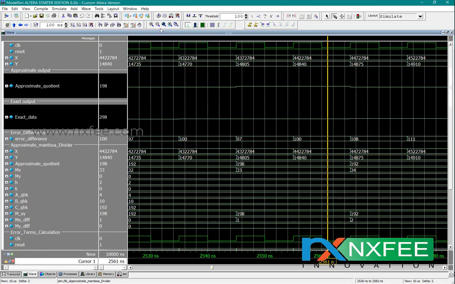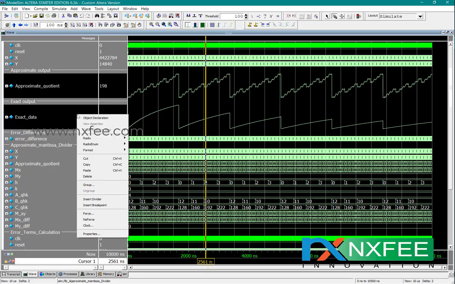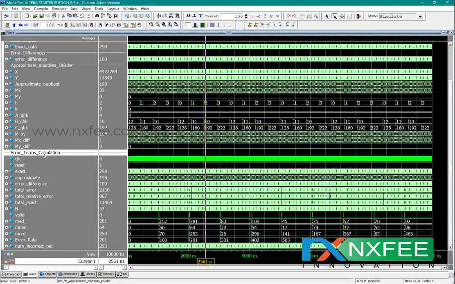Okay, and we can check the analog pattern. Here you can verify it. This is the exact division output, and this is the approximate division output. The approximate division output is always more accurate, and it has a smaller number of errors. We analyzed the error term calculations for this design. Here we analyzed the MED, NMED, MRED, and error rate. We calculated this for 100%, and it will be put in the comparison document.